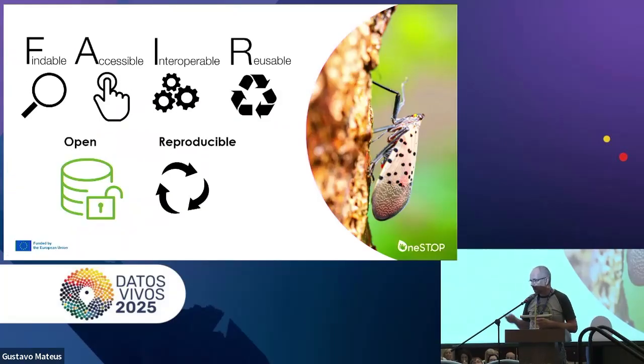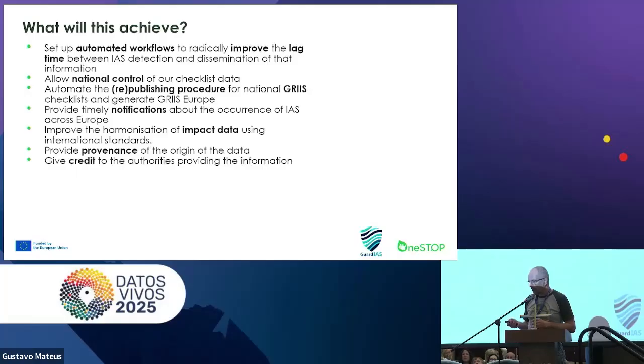So as Lien mentioned, we work on the FAIR principles and open reproducible. So what will all of this achieve? Well, there's a big lag between data being collected. We've seen lags in terms of identifications people have been talking about, but we've seen other kinds of lags in terms of just the effort it takes to convert data and publish it onto GBIF.